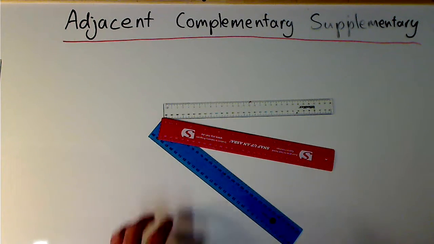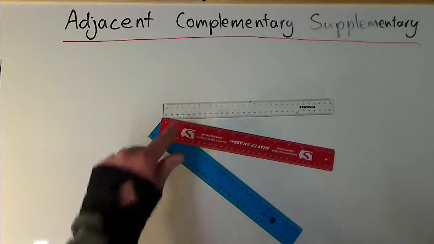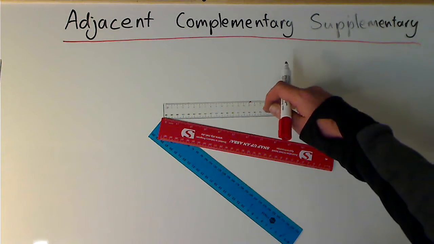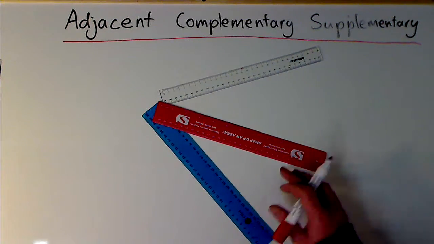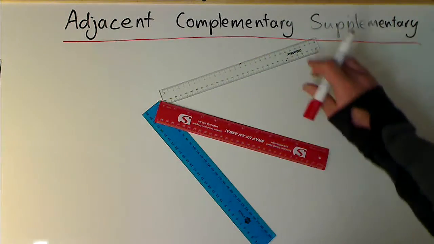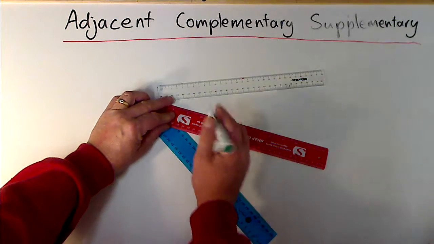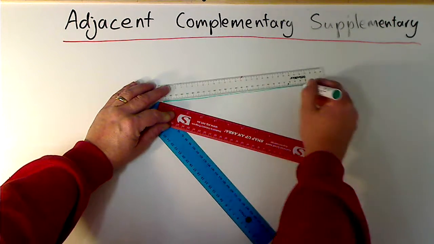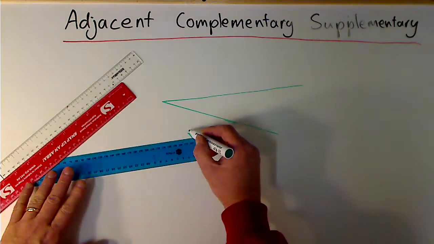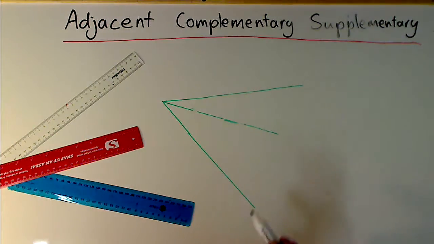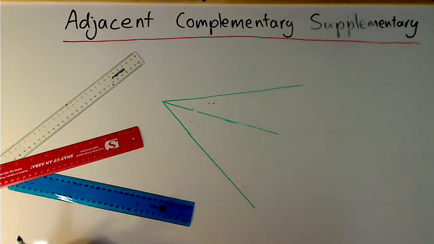If they're sitting next to each other, if they share a line, that red ruler in the middle, then the two angles we've got here, top angle and bottom angle, are adjacent. Adjacent angles are any angles that just share a common line. Let me just really muck this up for you. If I go like this, and that one to there, these angles are adjacent.